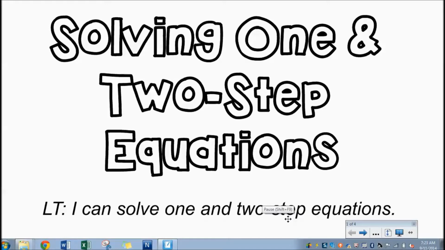What I've done is I have combined the first two lessons in this chapter. The first lesson was solving one-step equations and the second was two-step equations, and I have a lot of faith in you guys. It's basically the same thing, so we are going to join those two together. So the learning target here is that I can solve one- and two-step equations.